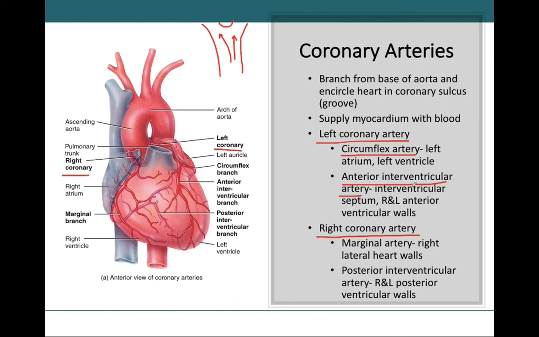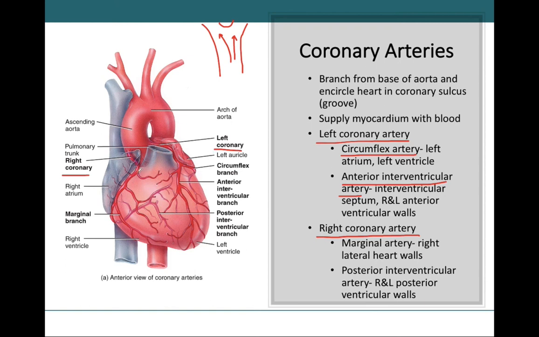Now this is eventually going to go down and supply the interventricular septum, and it's also going to help supply the walls of the right and the left ventricles. You can see that there are many other branches that do come off of this artery specifically. We just need to know the major ones that are listed. Now that's really what you need to know about the left coronary artery.